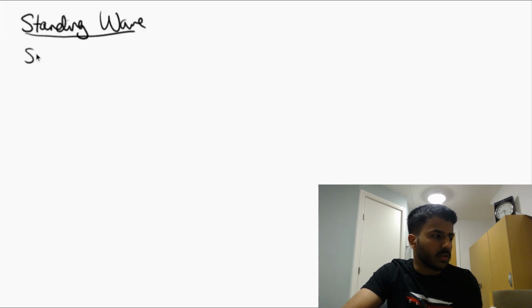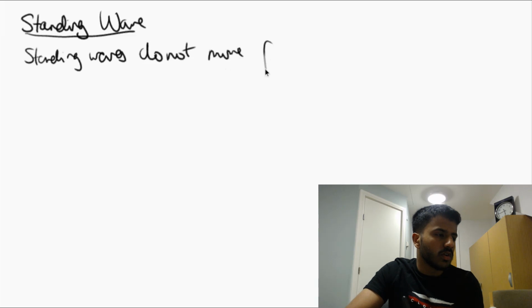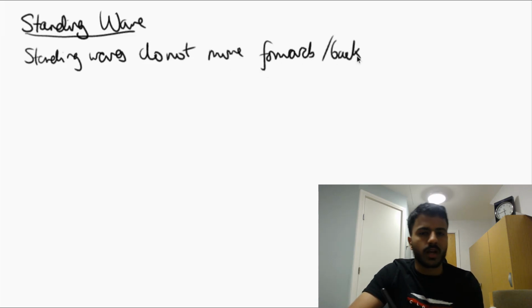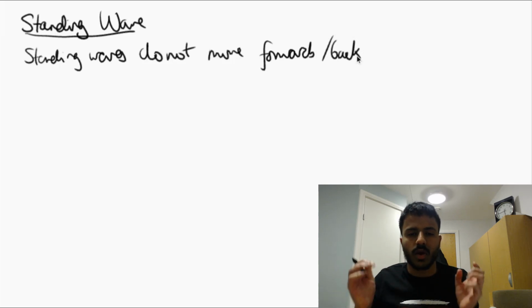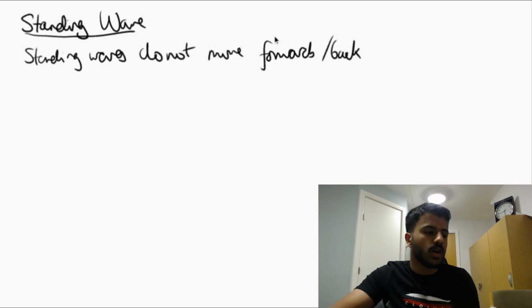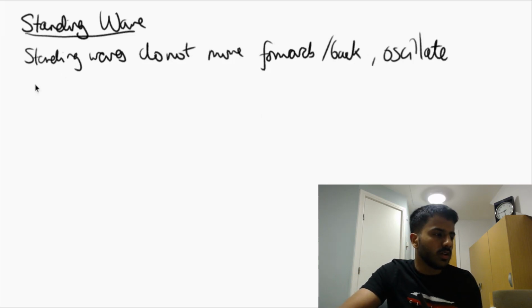Standing waves do not move forwards or backwards. Like a normal wave may be transmitted from one place to another, standing waves are fixed in their positions, but they do oscillate vertically, upwards, and downwards.